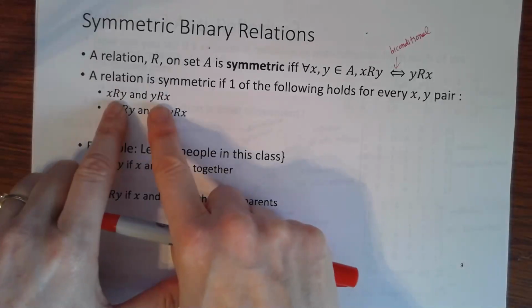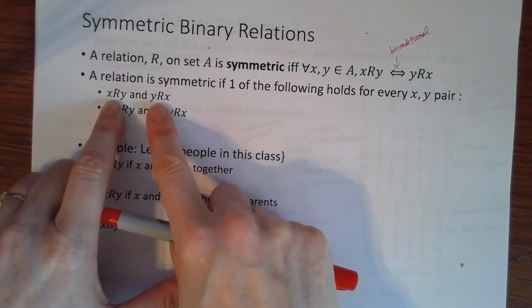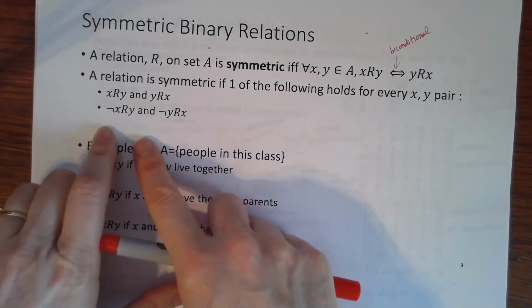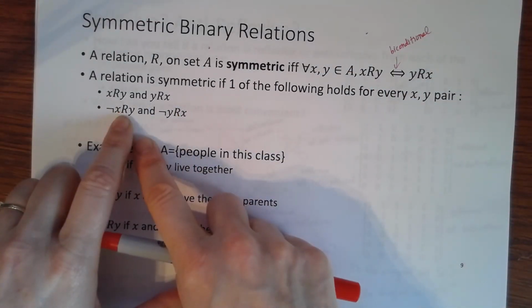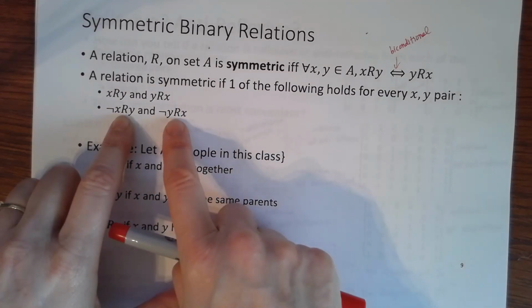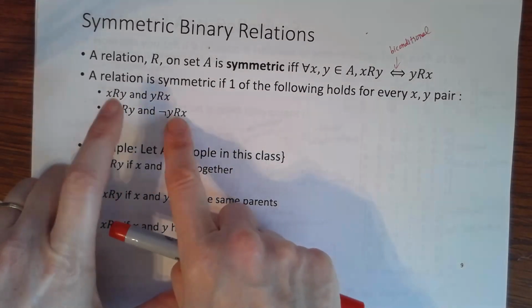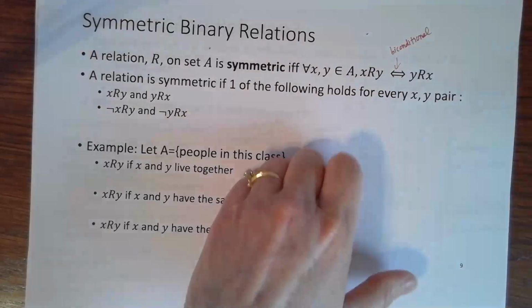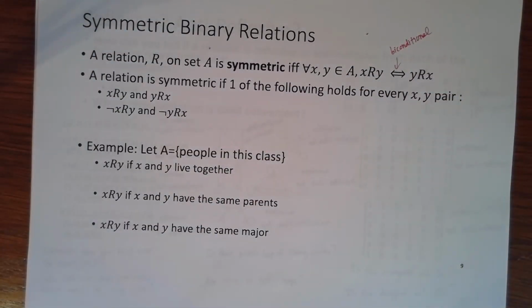So either they're both there, x is related to y and y is related to x. That's where both sides are true. Or neither x is related to y nor y is related to x, so that the pair doesn't show up either way. That would make both sides false. So either one of those would make the biconditional true.